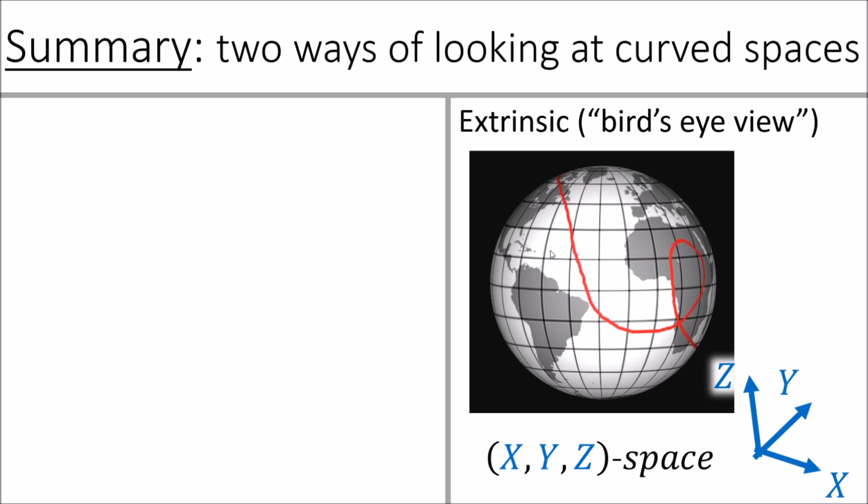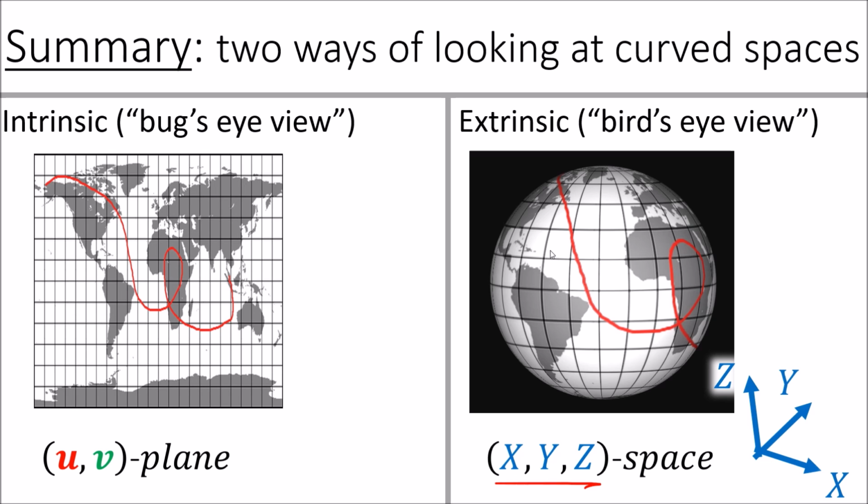So in summary, there are two ways of looking at curved spaces. There's the extrinsic view, where we view the surface as living inside the surrounding space, the XYZ space, and this is sort of like a bird's eye view where we look at the surface from far away outside. And then there's the intrinsic view, where we're only allowed to talk about the space itself, without reference to anything outside. In this case, we use the UV plane. And this is sort of like a bug's eye view for a bug wandering around the surface that has no idea that an outside space exists.